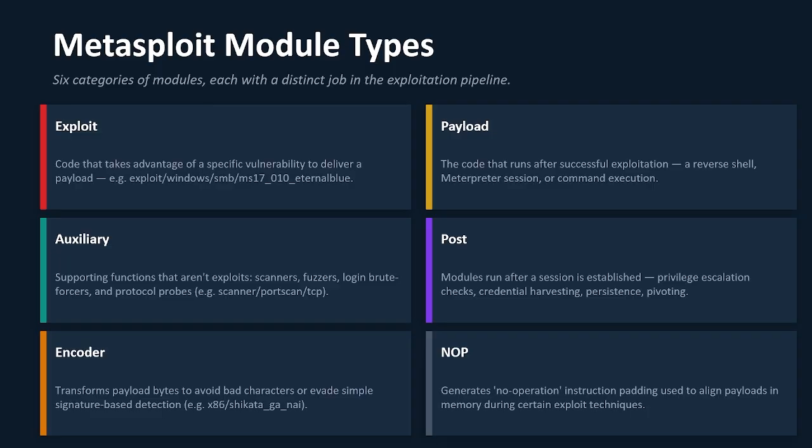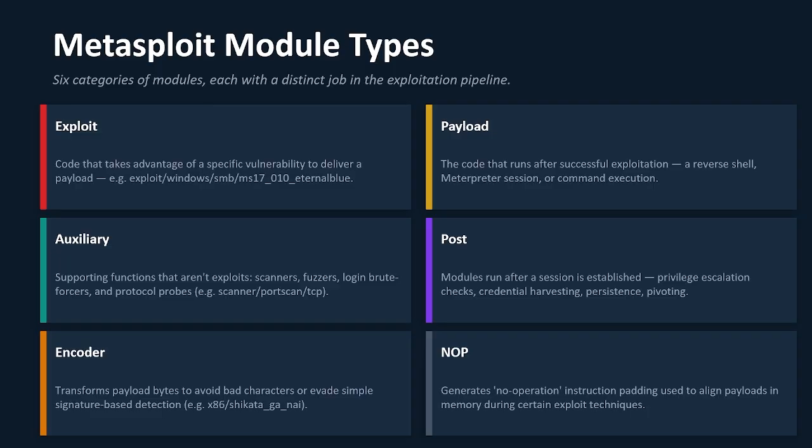And then auxiliary will have supporting functions that aren't those exploits. So there's scanners, fuzzers, login brute forcers, protocol probes. One of the things in the lab is there's an auxiliary one for testing VNC passwords. And so there's a Metasploit auxiliary module that you would end up using for that. Post modules run after the session is established. So this is where you can get those privilege escalation checks, credential harvesting, persistence that we'll talk about later on, and pivoting and lateral movements through networks and that sort of stuff.